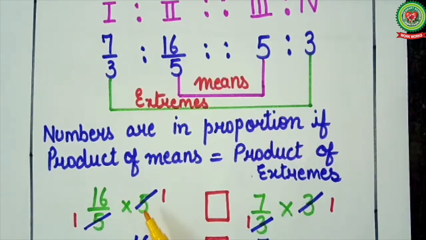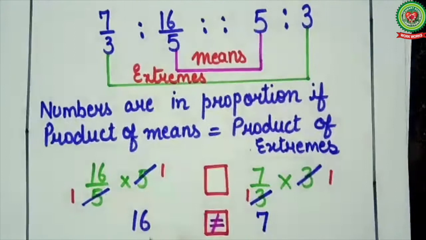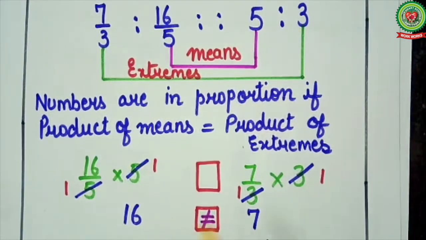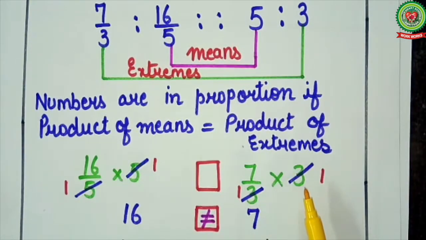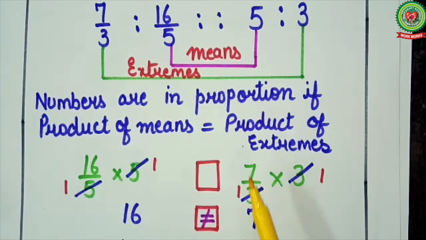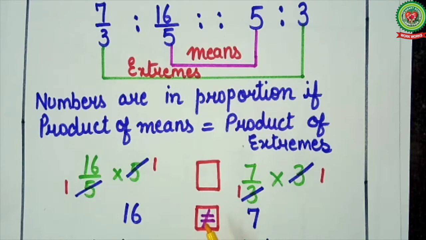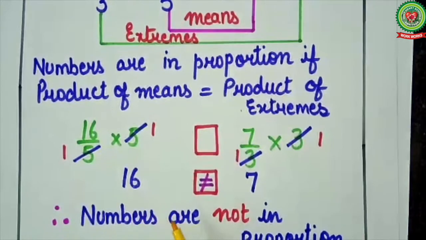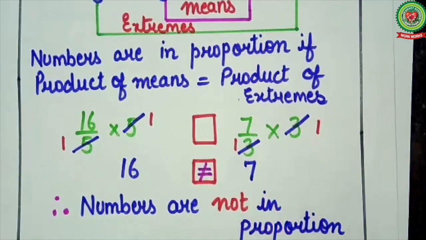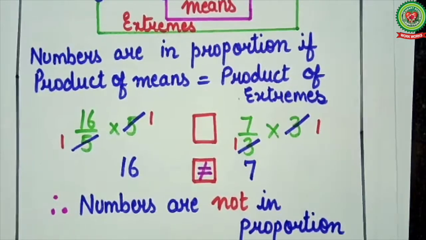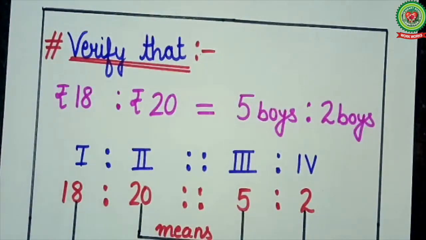Here 5 cut by 5. So 16 ones are 16. On the other hand, 3 cut by 3. Here it will come 7. Now tell me, is 16 equal to 7? No. 16 is not equal to 7. Therefore, numbers are not in proportion. Now, let's take one more example.